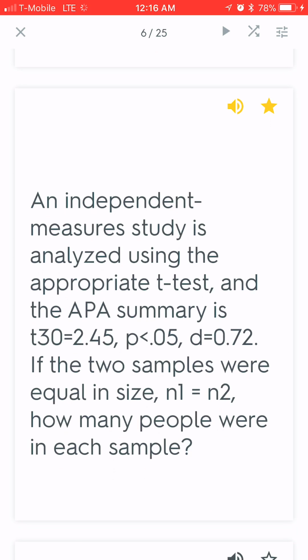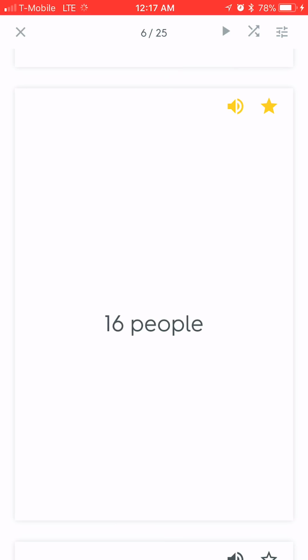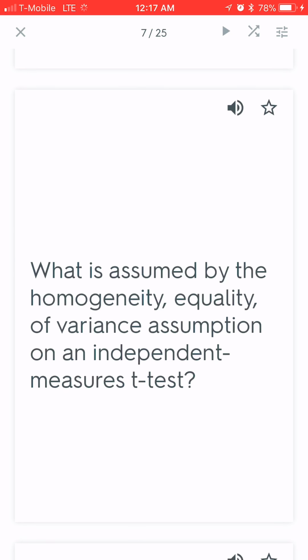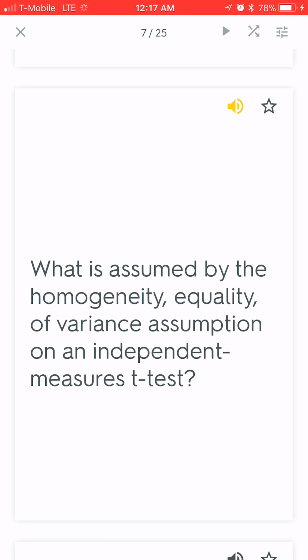An independent measures study is analyzed using the appropriate t-test and the APA summary is t(30) equals 2.45, p less than 0.05, d equals 0.72. If the two samples were equal in size, n1 equals n2, how many people were in each sample? 16 people. What is assumed by the homogeneity of variance assumption on an independent measures t-test?